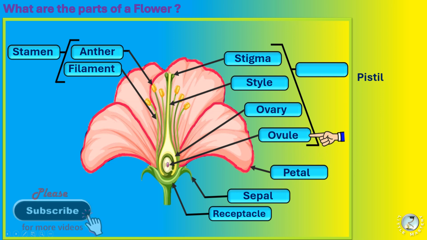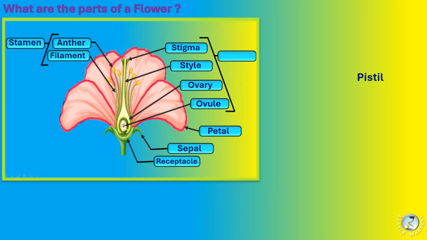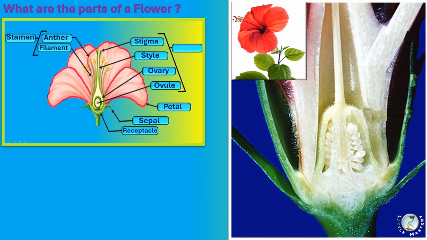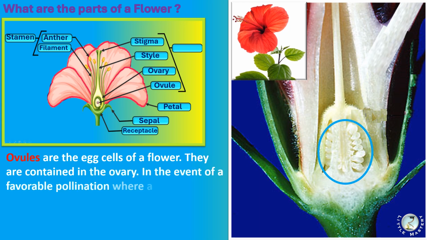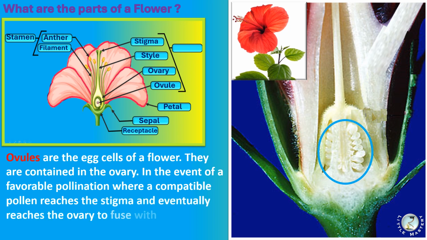Ovule. Ovules are the egg cells of a flower. They are contained in the ovary. In the event of a favorable pollination, where a compatible pollen reaches the stigma and eventually reaches the ovary to fuse with the ovules, these ovules become the seeds of the fruit.